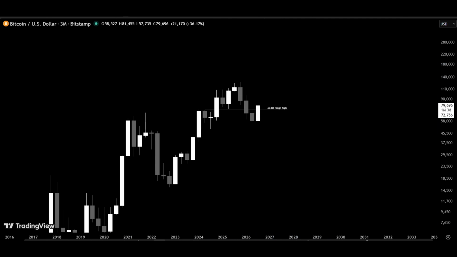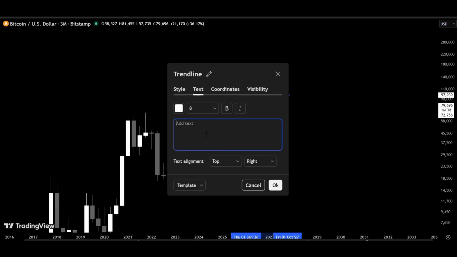Basically, my goal is to refine the structure across the 3-month, 1-month, and 1-week time frames. From there, we can build the structural foundation for a setup on the lower time frames.